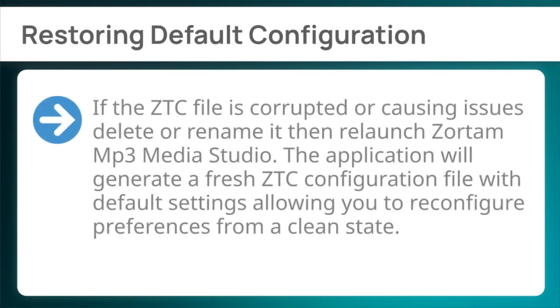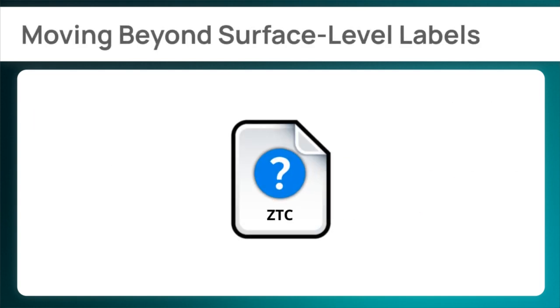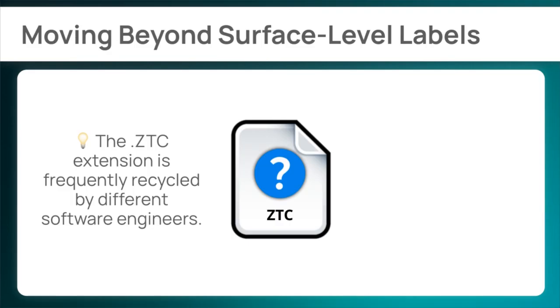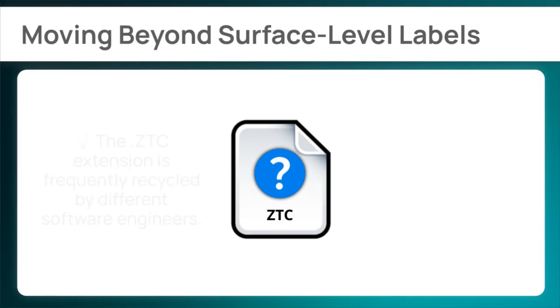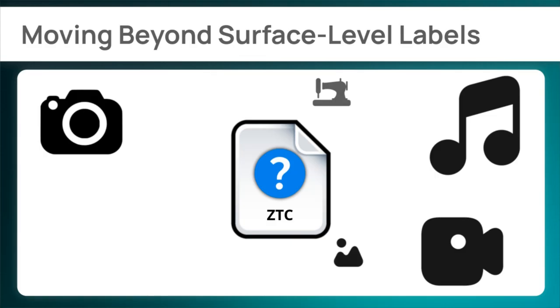Finally, restoring default configuration. If the ZTC file is corrupted or causing issues, delete or rename it, then relaunch Zortam Mp3 Media Studio. The application will generate a fresh ZTC configuration file with default settings, allowing you to reconfigure preferences from a clean state. If compatibility checks failed, it is likely because the file extension name is shared by different developers for unrelated formats, causing your PC to use the wrong reading language.